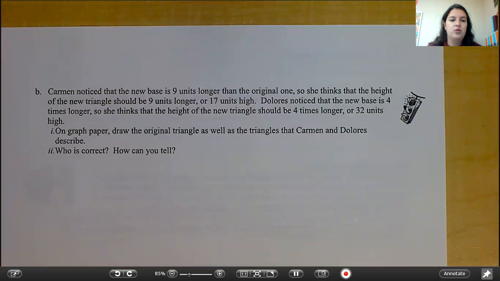1. On graph paper, draw the original figure as well as triangles that Carmen and Dolores describe. 2. Who is correct? How can you tell? So right now, when I'm done talking, you're going to want to pause the video and get out a sheet of graph paper. Remember, graph paper is important for you to have in class, so you need to make sure you have it. On graph paper, you are going to draw the original triangle, Dolores' triangle, and Carmen's triangle. So go ahead and pause the video and do that now.